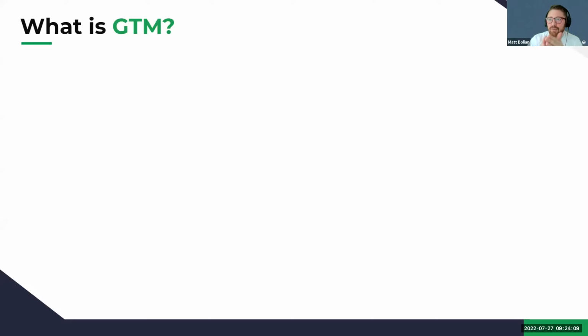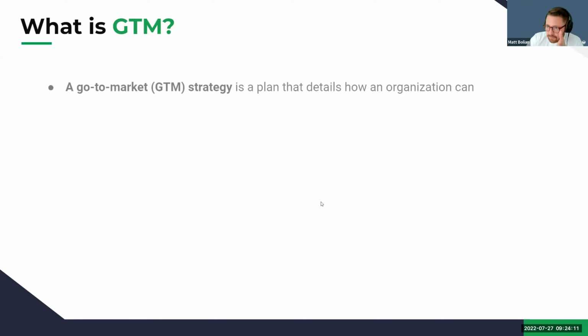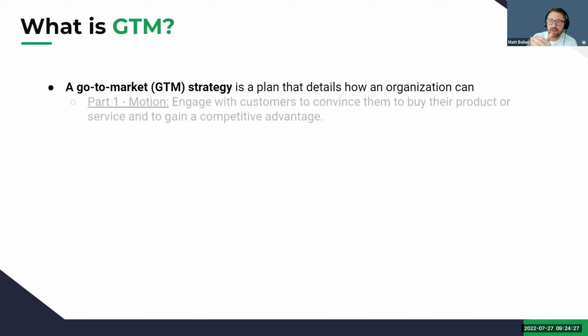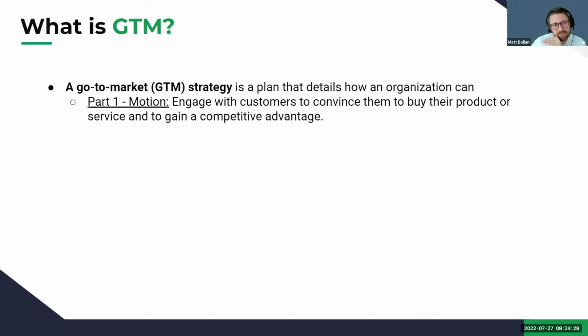But let's put this down so we can make this practical. How do we, as revenue professionals, interact with this go-to-market strategy in a way that we are translating into business objectives and business terms that are helping us? So we say it is a plan for how your organization. We're going to break it up into 2 parts. Part 1 is the motion. So it's how do you engage with your end customers to convince them to buy your products and to gain a competitive advantage.